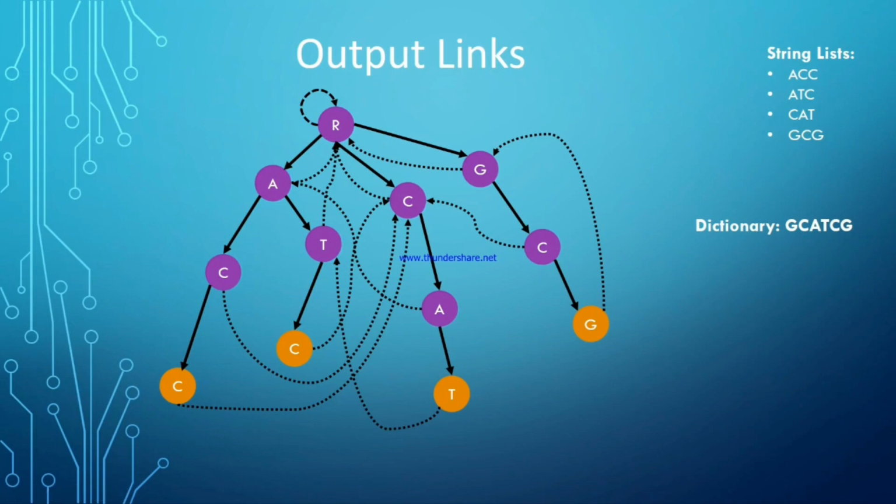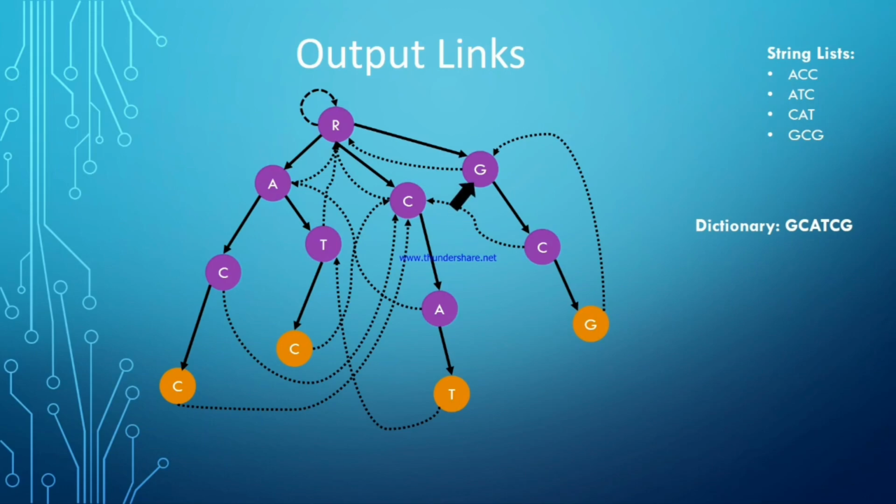Now we will discuss the output links. As we see, this tree only works on the successful link, but after making the failure link, this tree will also work on the unsuccessful link. So basically we have a dictionary which is C, A, T, C, G. Can this tree find this dictionary's elements? So root will search: is there any G? Yes. Root will find G.